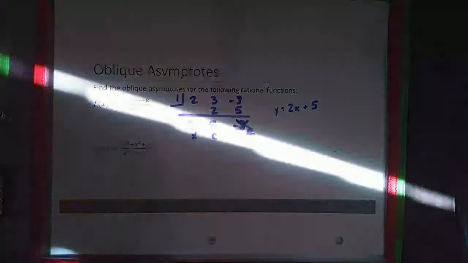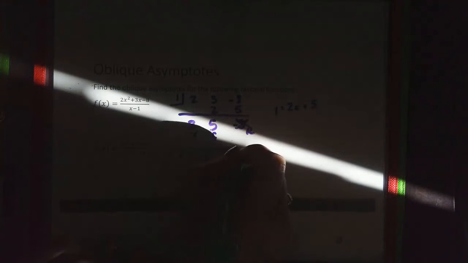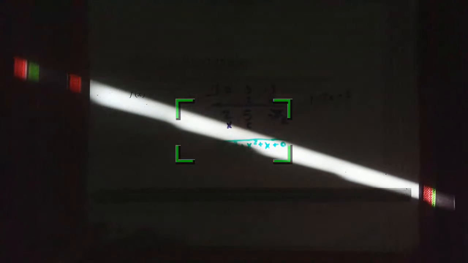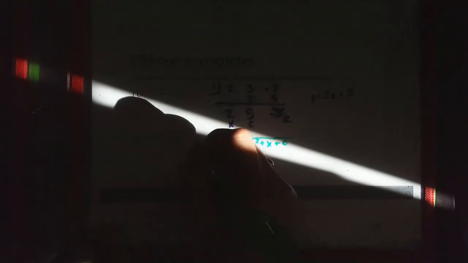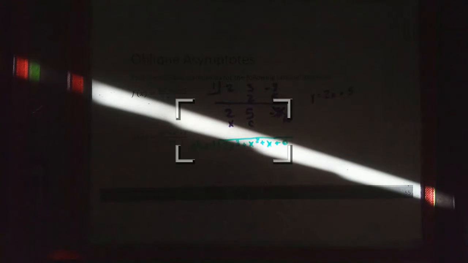Try again. Okay. So we're going to take 2x cubed plus x squared plus x, and then I'm going to put a plus 0 as a placeholder for my constant. And then I'm dividing that by x squared plus x plus 1. That is just awful.